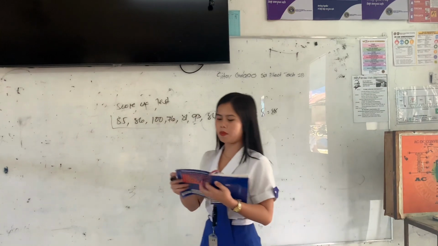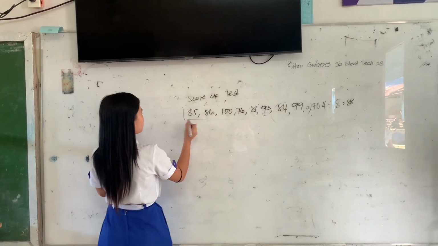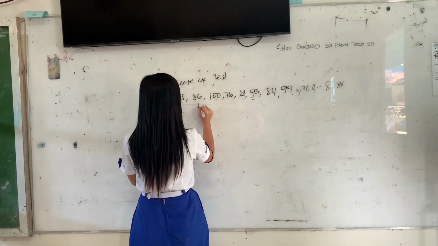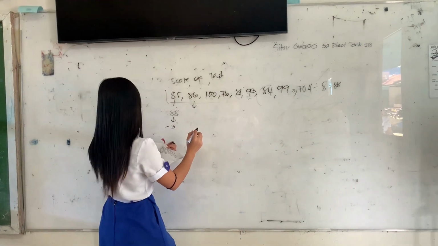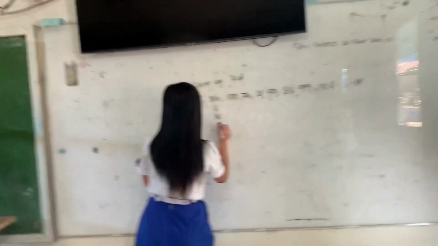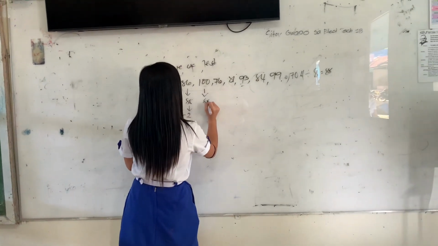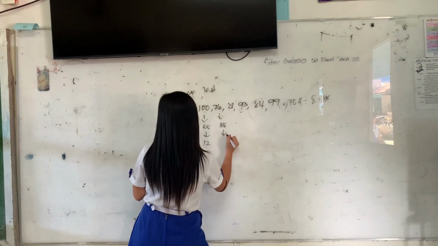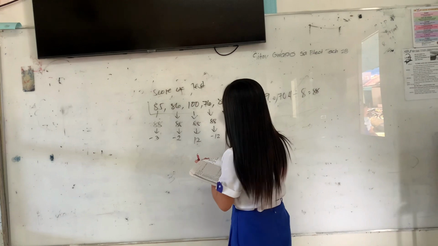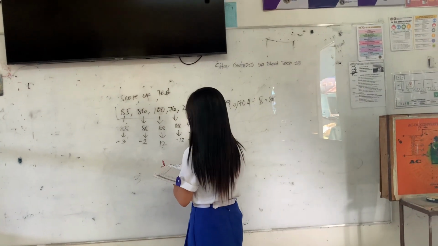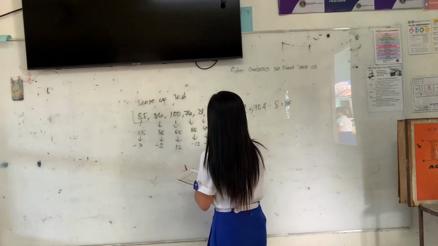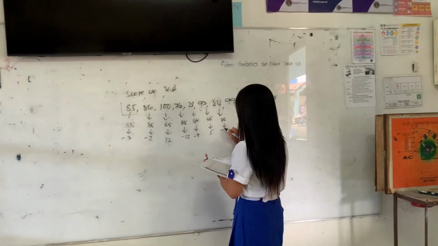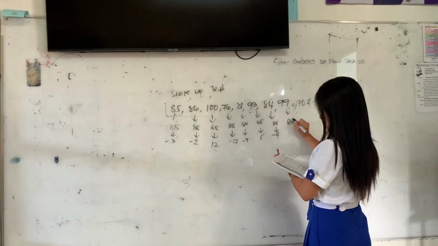Next step is subtract the mean from each value. So 85 minus 88 is equal to negative 3. 86 minus 88 is equal to negative 2. 100 minus 88 is equal to 12. 76 minus 88 is equal to negative 12. 81 minus 88 is equal to negative 7. 93 minus 88 is equal to 5. 84 minus 88 is equal to negative 4. 99 minus 88 is equal to 11.